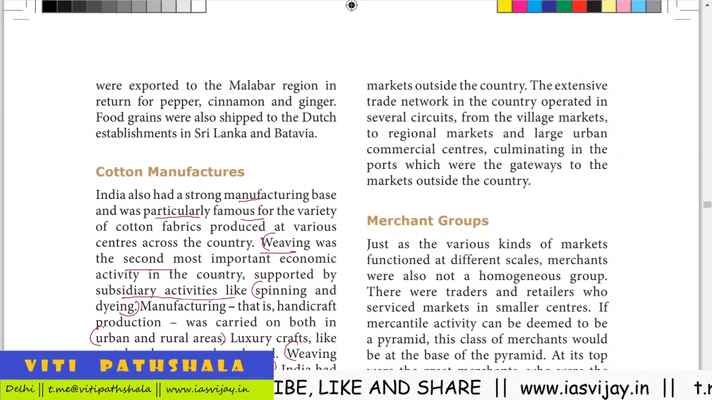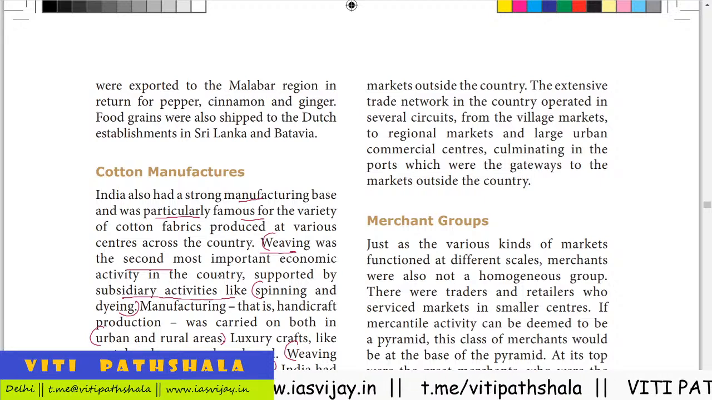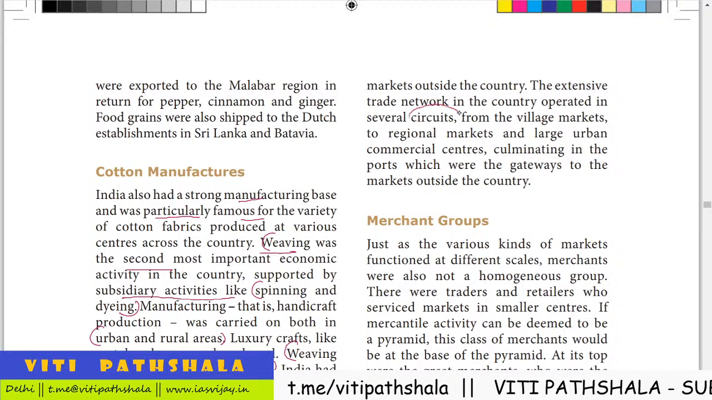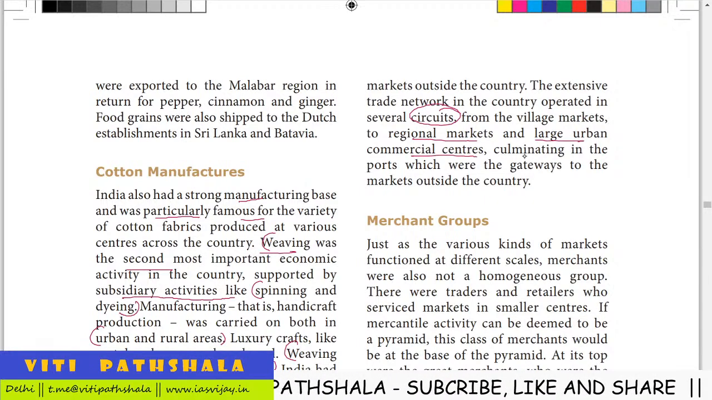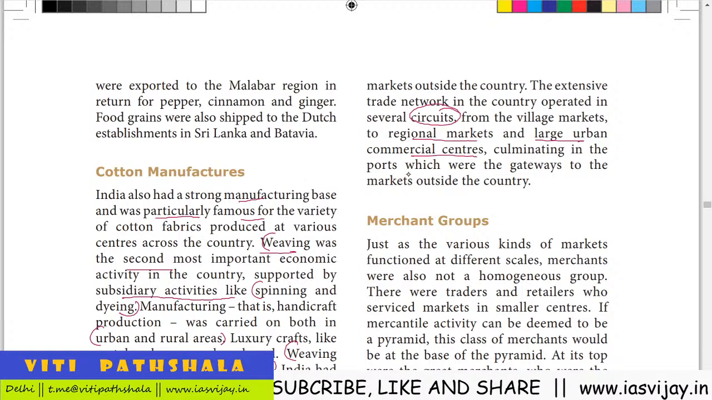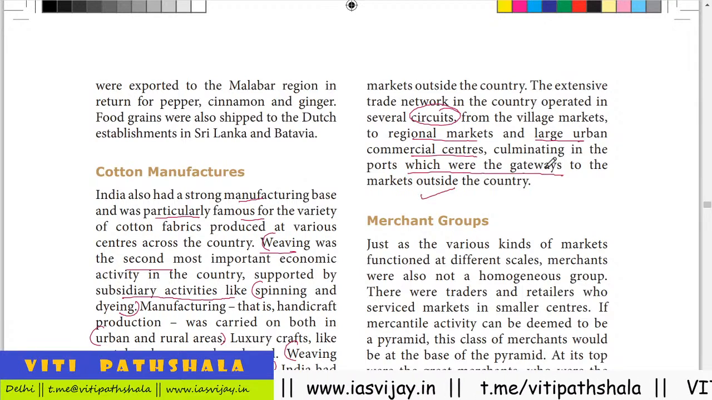The extensive trade network in the country operated in several circuits. From village markets to the regional markets and the large urban commercial centers, culminating in the ports which were the gateways to the market outside the country.